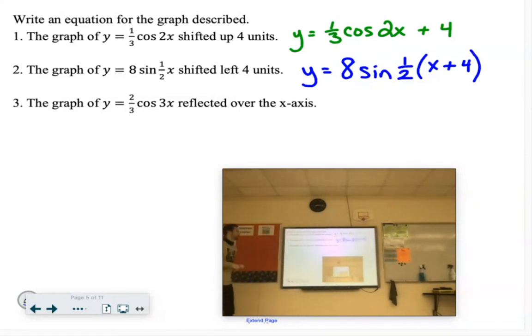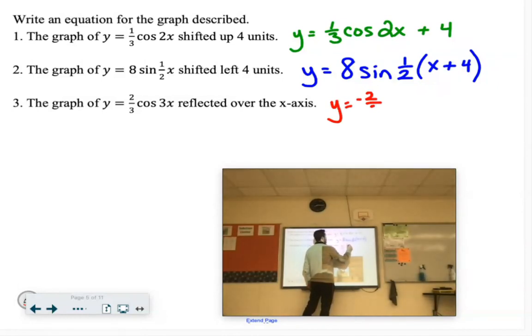And the graph of y equals 2/3 cosine 3x reflected over the x-axis. Remember, the reflection, you just make the a negative. So y equals negative 2/3 cosine 3x.